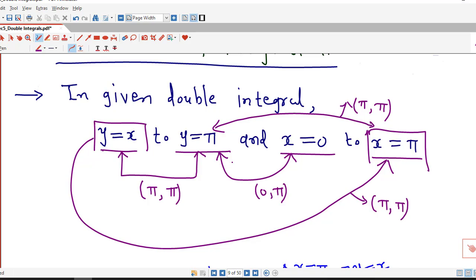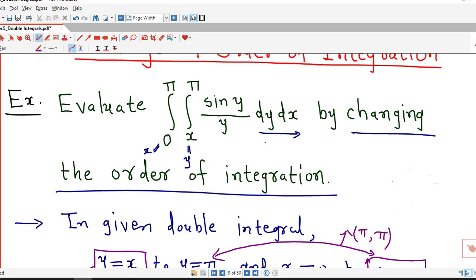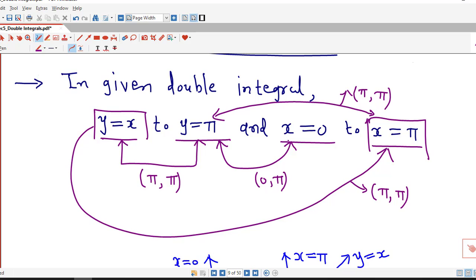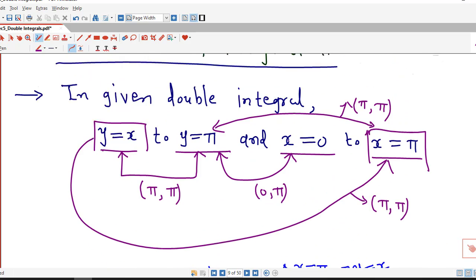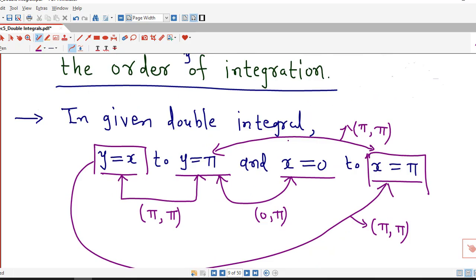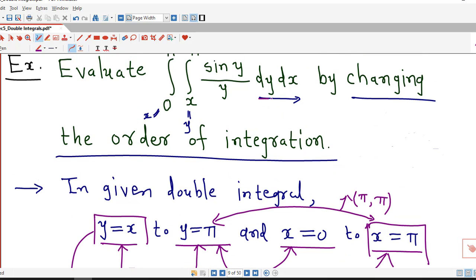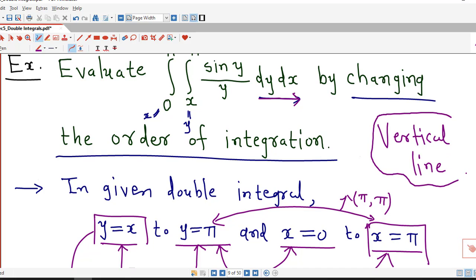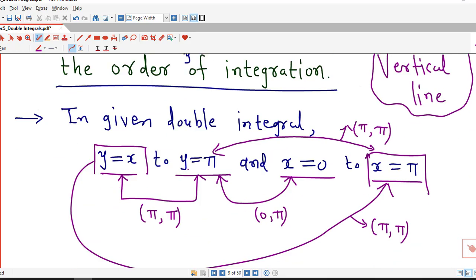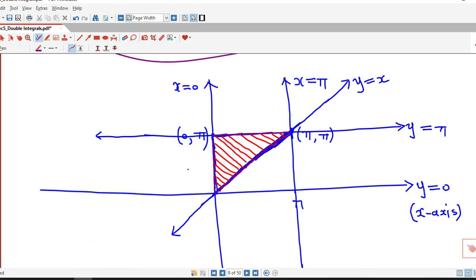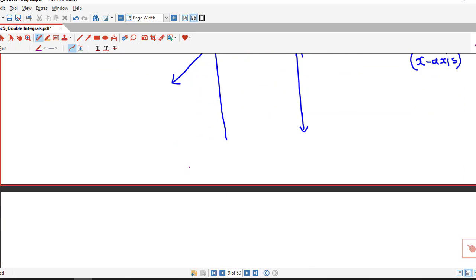Now in given integral, order of integration is with respect to y first and then with respect to x. So for this order we consider vertical line. If we want to integrate with respect to y first, as we know, we will consider vertical line, but here we are asked to change the order of integration. So to change the order of integration, we will consider horizontal line passing through the region of integration.